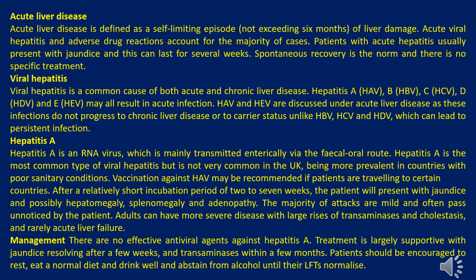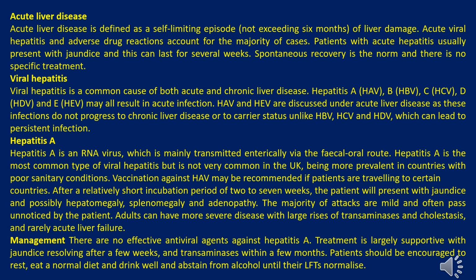Next we will discuss viral hepatitis. Viral hepatitis is a common cause of both acute and chronic liver disease. Hepatitis A (HAV), hepatitis B (HBV), hepatitis C (HCV), hepatitis D (HDV), and hepatitis E (HEV) may all result in acute infection. Hepatitis A and HEV are discussed under acute liver disease, as these infections do not progress to chronic liver disease or to carrier status, unlike HBV, HCV and HDV, which can lead to persistent infection.